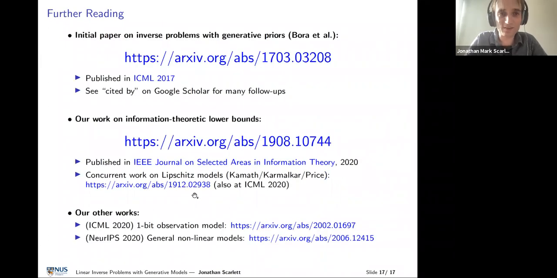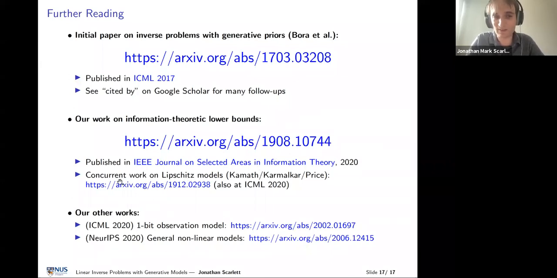Here is some reading. The first half of the talk was mainly around this initial paper by Bora et al., Alex Dimakis's group, in ICML 2017. It's been very influential. You can go to Google Scholar and click cited by to see who cited that work and who's built upon it. This is the link to our lower bounds paper, which was the second half of this talk. It was published in Selected Areas in Information Theory.